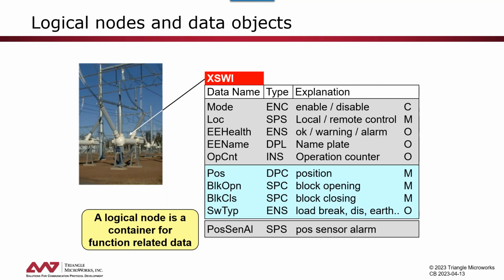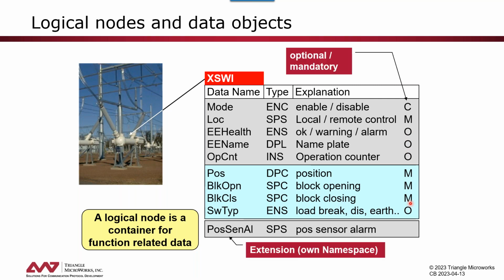So when we look at logical nodes again, as mentioned, in 61850 the logical node is one of the key elements of the data model, and it's a container for function-related data. We have here an example of a switch. We see different data objects, the type, which is a reference to the common data class. We also see indications that some of the information is mandatory, other information is optional. We also support the possibility to extend the model with vendor or user specific data, but we will not have time to go into all these details.